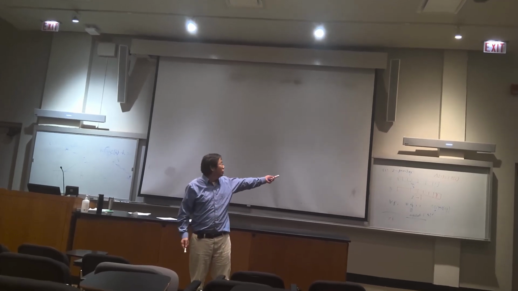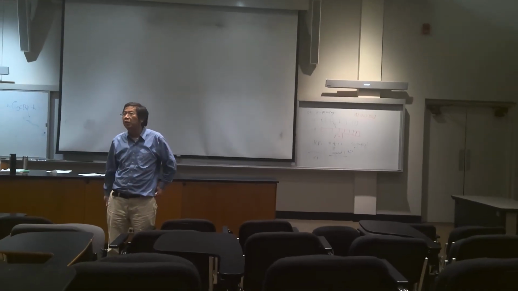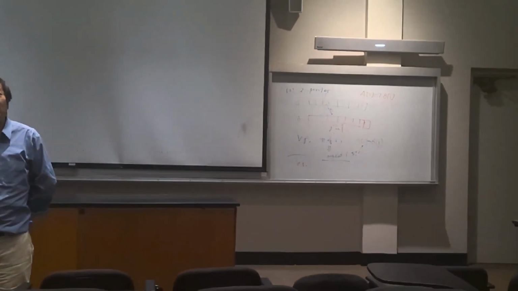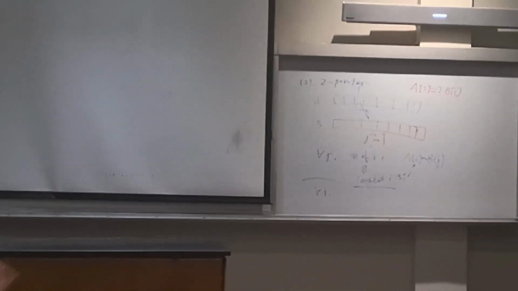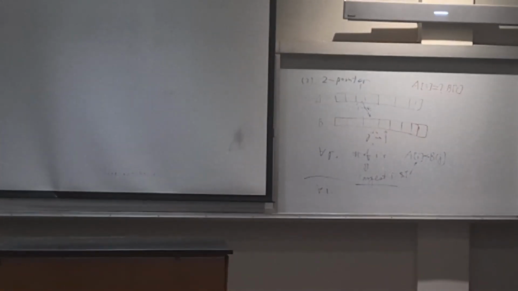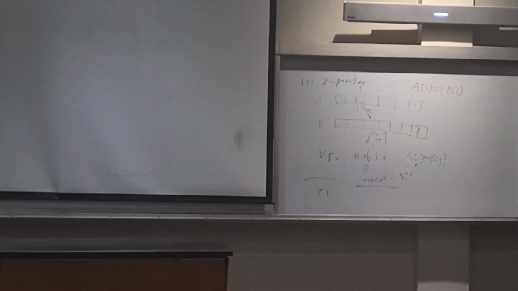This way is the two-pointer method. You don't need this additional array. It's actually called constant memory. You don't need the additional array. If you use merge sort, we have to allocate this actual array.